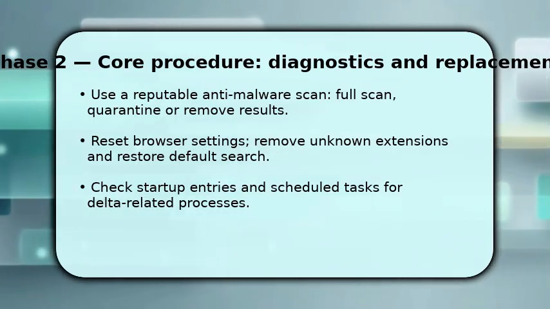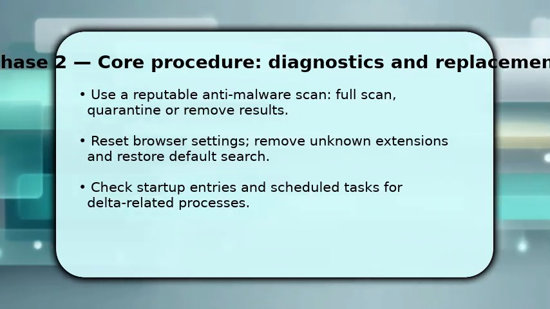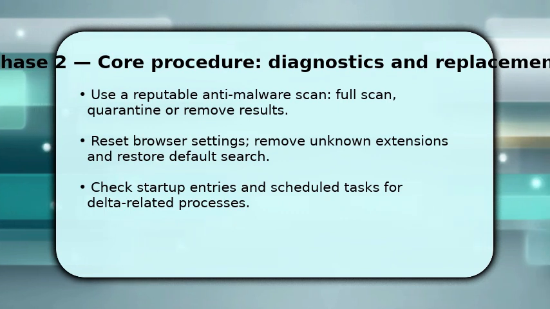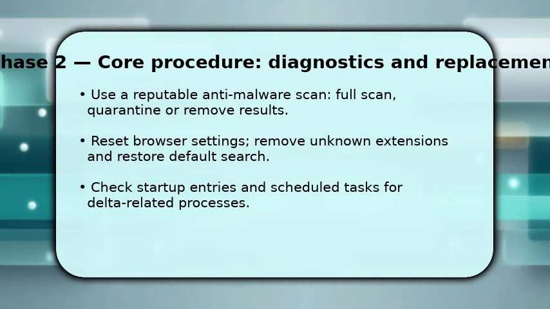Then inspect Task Manager, Startup, and Task Scheduler for Delta-named tasks or unusual entries and disable or delete them. This prevents relaunch. Make sure to repeat scans until no new detections appear.